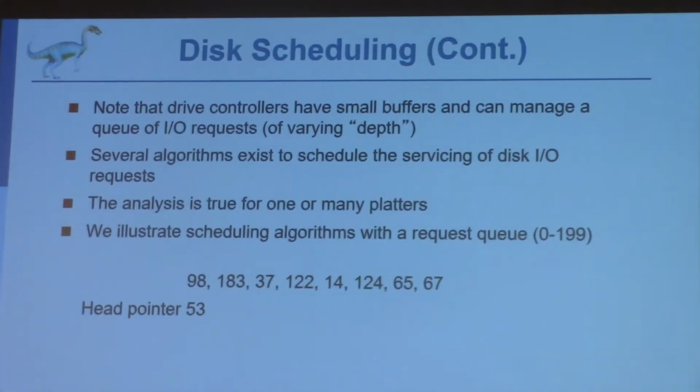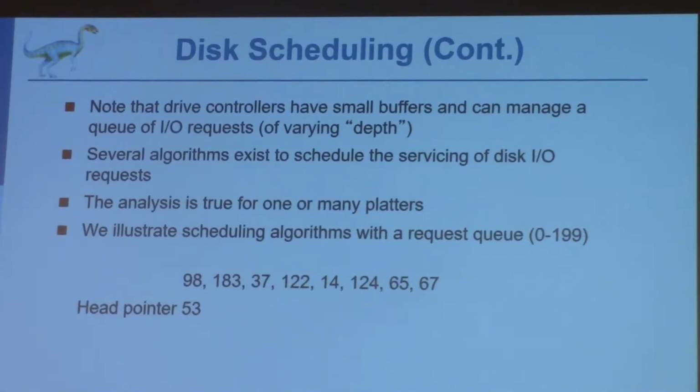So we have 0 to 199. Suppose that we have a 200-cylinder hard disk drive, and right now there are 1, 2, 3, 4, 8 I/O requests. The first one is at 98. Second is 183. Third one is 37, and so on. These are cylinder numbers. However, since we ignore the rotational latency, this is just a slice of the disk drive. So we can present it this way: the lower numbers on the left-hand side, higher cylinder numbers on the right-hand side. So this is a request.